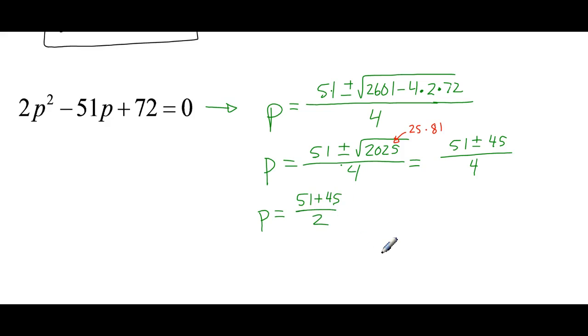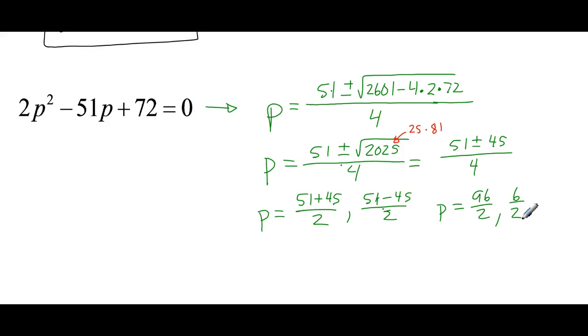51 plus 45 over 2 can obviously be simplified, and 51 minus 45 over 2, same issue, obviously simplifiable. So if those had been roots, you couldn't have simplified them, but here you can. So what we have here is 96 over 2. Oh, wait a sec. 96 over 2. I'll definitely simplify that more. And then 51 minus 45 is 6 over 2. Oh, yeah, I'm definitely going to simplify that more as well.